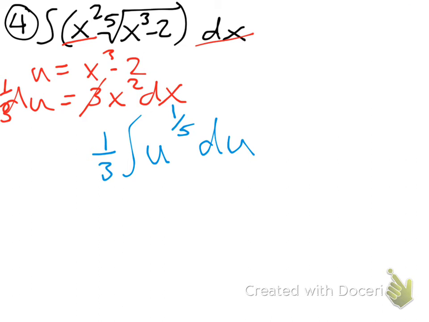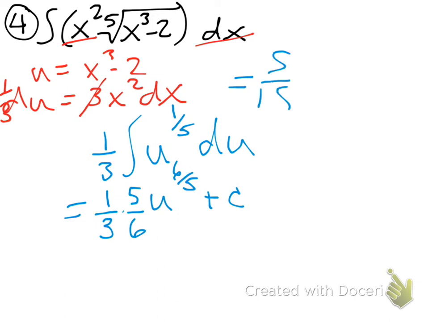Okay, so in this case, I'm ready to just take the integral as normal. This is just 1/3, and you add 1 to the top and you divide by it. So it would be u to the 6/5 divided by 6/5, but then because we're dividing by a fraction, that means you multiply by the reciprocal. So this will be times 5/6 plus c, actually. So what my final answer would be is 5/18 times x cubed minus 2 to the 6/5 plus c.